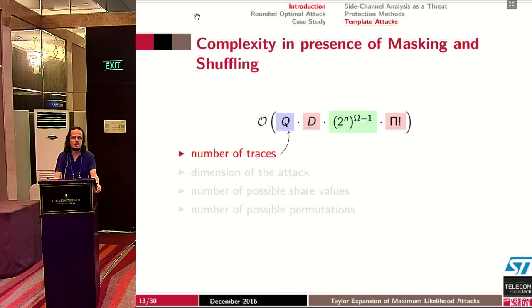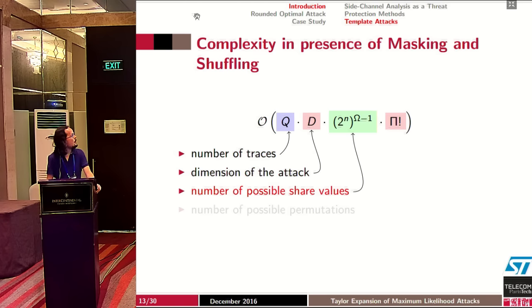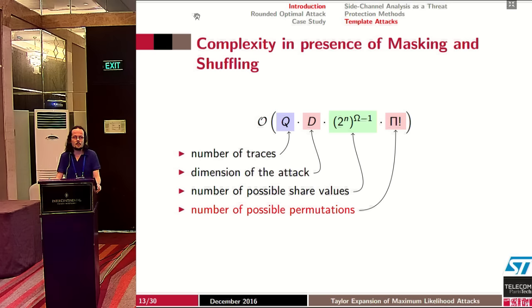Now, if we look at the complexity, we can see that it depends on the number of traces, Q, on the dimension of the attack, D, but also on the number of possible share values. This value comes from the expectation over the masks, but it also depends on the possible permutations, which comes from the expectation over the permutation. And if the size of the permutation, pi, is high, this term, pi factorial, becomes huge. As a consequence, the optimal distinguisher will not be computable due to its high complexity.